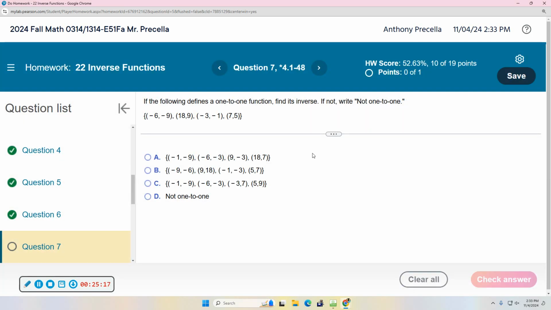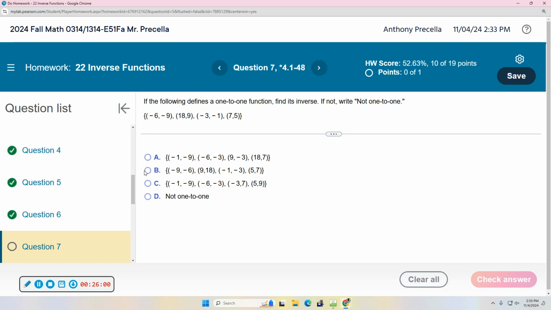Now, same question on number 7. Is it 1-to-1? What do y'all think? No. Look closely. I think it is. That's a -9 and a +9, a -1 and a +5. All the y coordinates are different. That's what you want. For it to be 1-to-1, the y coordinates have to be different. So it's not going to be response D. It is 1-to-1. Which one? A, B, or C?